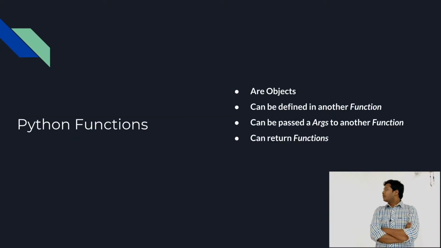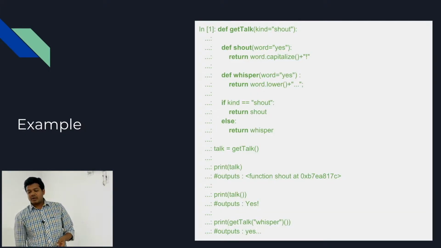Now coming to Python decorators. Before going to Python decorators, we need to understand that Python functions are objects, and Python functions can be created inside another Python function, and a Python function can return another Python function, and we can pass functions as arguments to another Python function. We can see this in this code snippet.